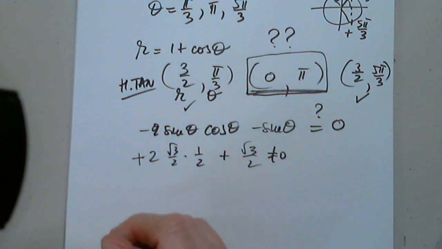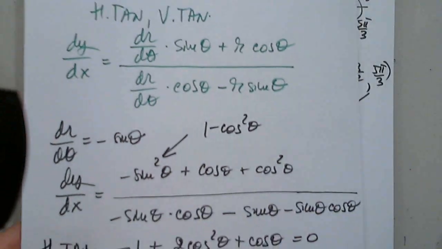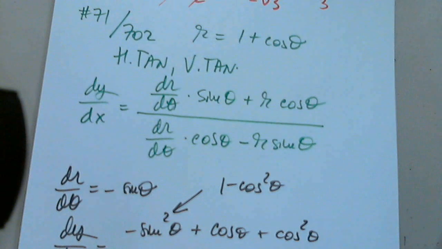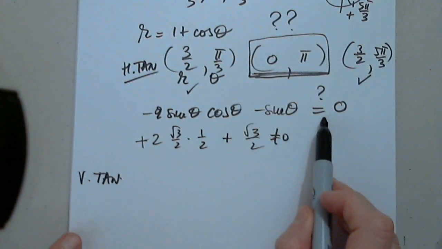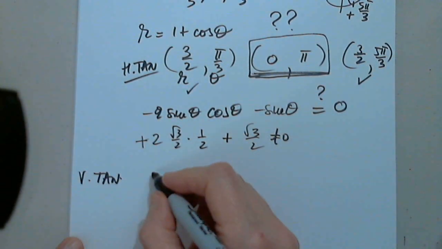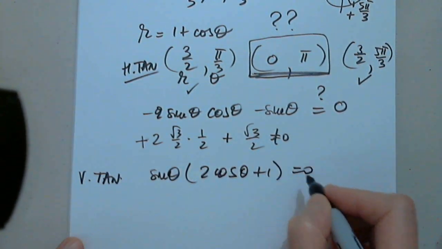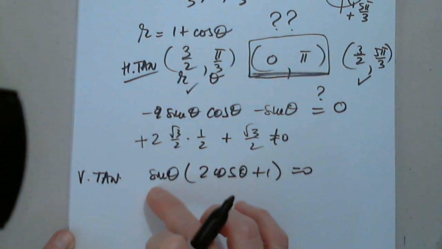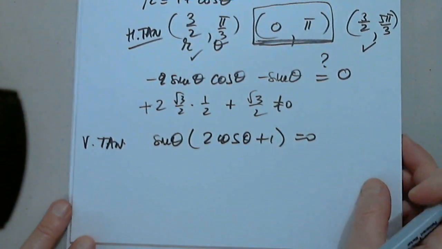So now let's talk about the vertical tangents. The vertical tangents happen when the denominator is 0, but the numerator is not. So for the vertical tangent, I'm going to set this equal to 0 and factor out sine. They're both negative, so I multiply both sides by negative 1 and factor out sine. So sine theta times 2 cosine theta plus 1 equals 0. So here we have two options. Well, multiple, but two big ones.